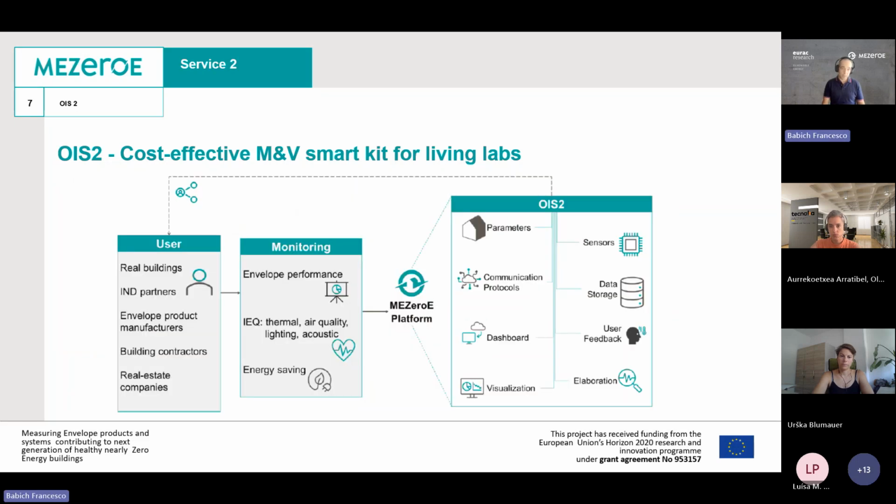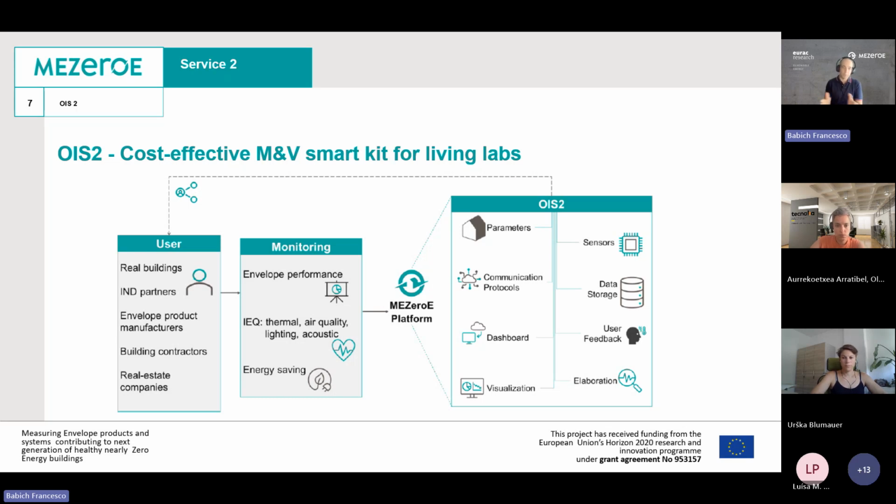So how it works, essentially there are some users, which as I said, can be the users of the building, can be companies, partners, basically industrial companies, can be manufacturers, contractors, real estate companies, which are interested in knowing what the performances of the envelope are per se. So for instance, what happens inside the membrane, what happened to a joint or whatever.